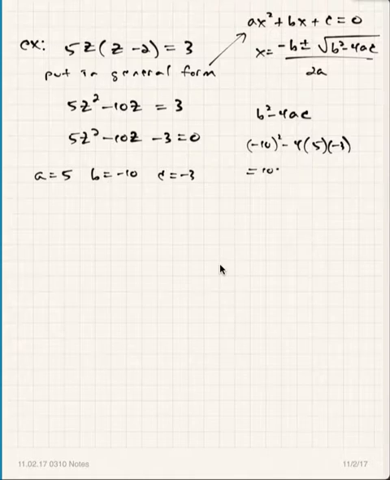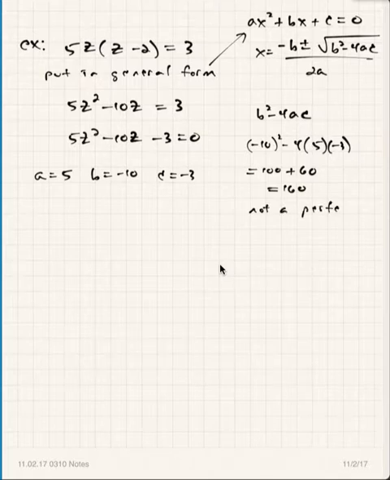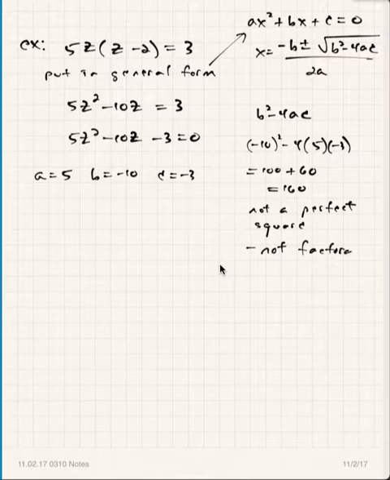So you get 100. And then 4 times 5 is 20, times 3 is 60. You have two negatives in there, so it's plus, and you get 160. 160 is not a perfect square. And so this quadratic is not factorable. There's no way you could use factoring to solve it. So you have to use some method like completing the square or the quadratic formula to solve the equation.